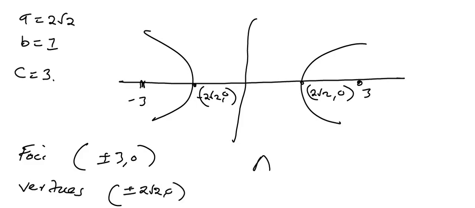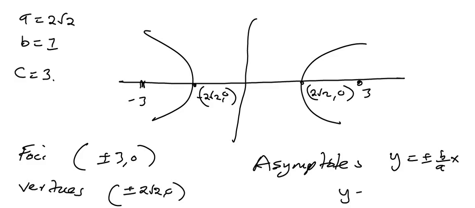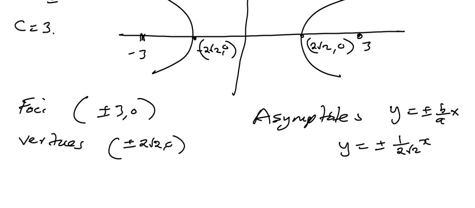Then our asymptotes. This is the case where we have asymptotes: y is equal to plus or minus b over a x. So y is equal to plus or minus, b happens to be 1, a is 2 root 2, then x. You can rationalize this or just leave it the way it is. That's going to give us plus or minus root 2 over 4 x, I think. Yeah, this is what you get. So this is basically what was required.